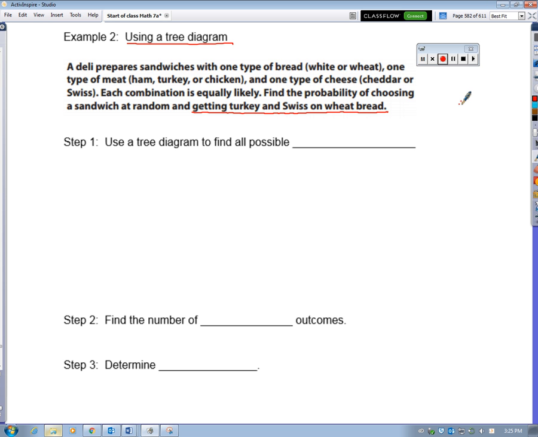So the first thing we're going to do, step number 1, just like we did in the table, except this time we're going to use a tree diagram to find all possible outcomes. Okay, all possible choices is what we are looking at. Alright, so we're going to start this tree diagram, and here's how it's going to work. So let's start with, it's a sandwich, that's what we're working with.